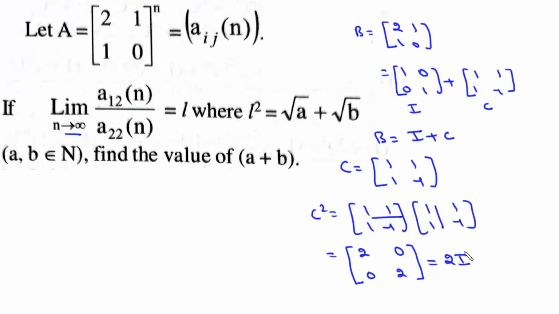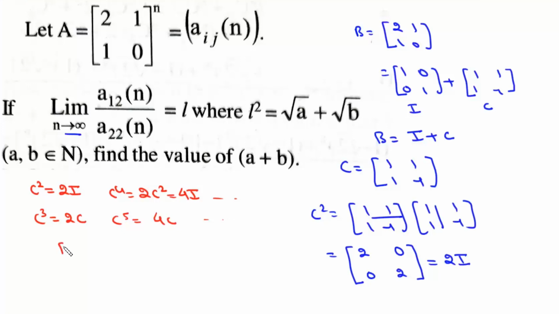So once we have this expression, we know that C square is equal to 2I, and if we multiply it with C, we'll get C cube as 2C. Now we multiply it again with C, we'll get C to the power 4 as 2C square, and 2C square is 2 times 2I, so there'll be 4I. C to the power 5 will again be 4C, and this sequence will continue like that.